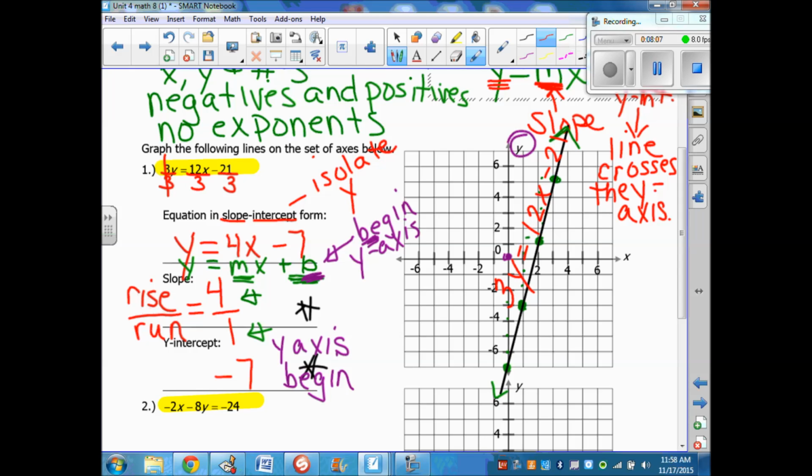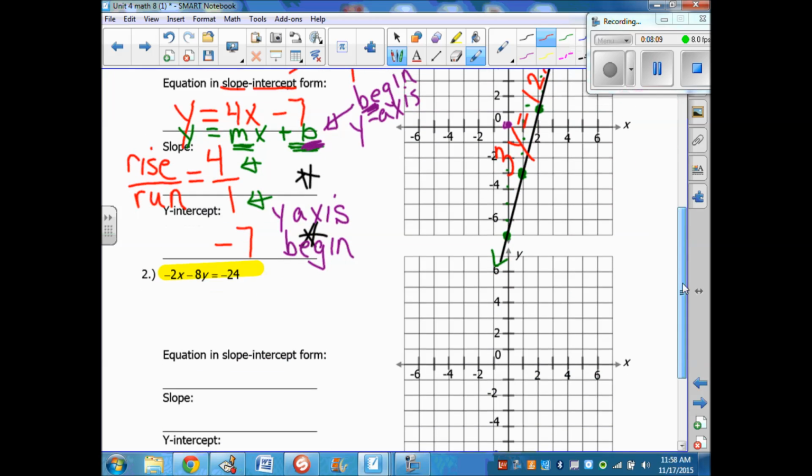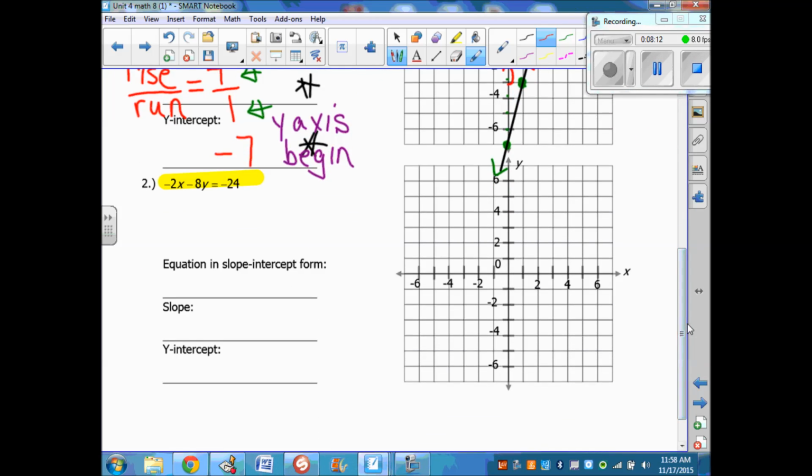Okay, so now let's go ahead and do the next one. So I've got my equation. So I need to get the equation in that slope-intercept form. I've got to get it into y equals mx plus b. So I've got to isolate my y. So if I need to isolate the y, the first thing I'm going to have to do is add 2x to both sides. And moving from left to right, I'm left with -8y equals 2x minus 24.